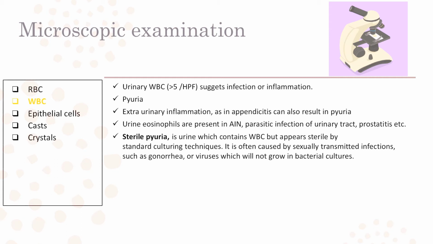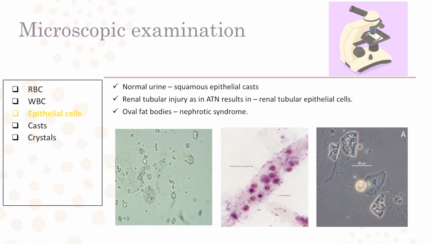Right, sterile pyuria, which means that WBCs are present in the urine, but when we send the urine for culture, then we find no contamination, no bacterial infection. It is generally found in sexually transmitted infections like gonorrhea, or in cases of viral infections of the urinary tract. Right, so once again WBCs are found in two conditions. One is infection, as in UTI, and second is inflammation, as in acute tubulointerstitial nephritis.